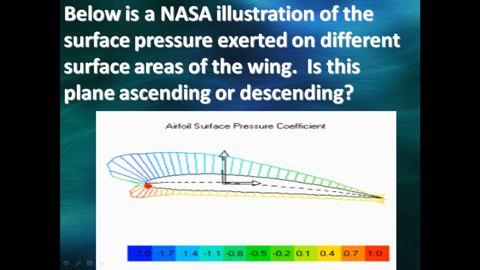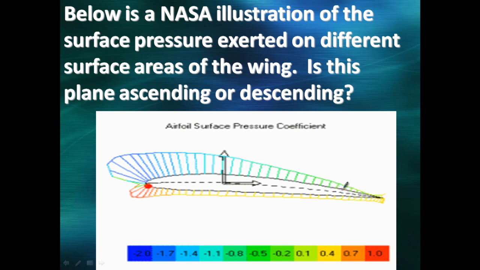Here's actually a schematic that NASA has come up with. It shows the amount of pressure, and you can see everything in blue is pretty low pressure, and everything in red is pretty high pressure. So red and yellow, pretty high. So we have higher pressure underneath, lower pressure on top, and that's how airplanes fly, because it pushes it up.